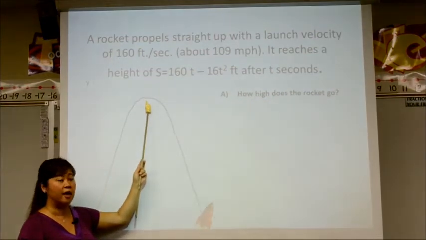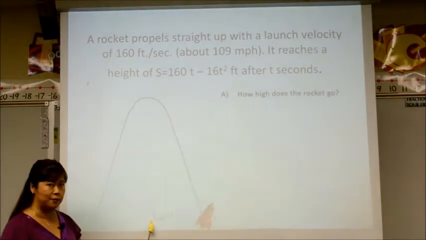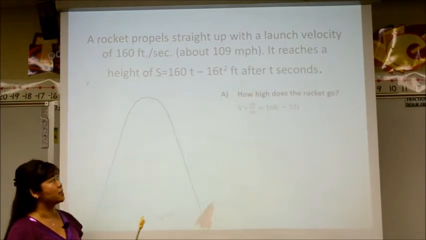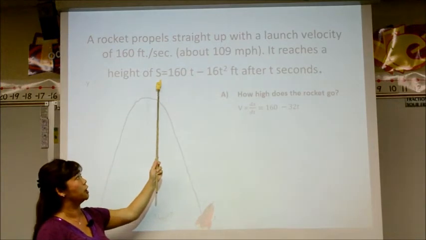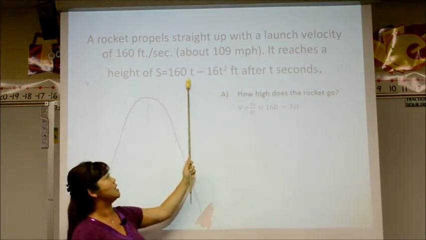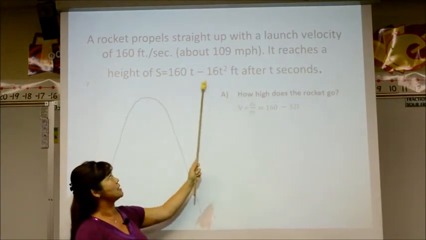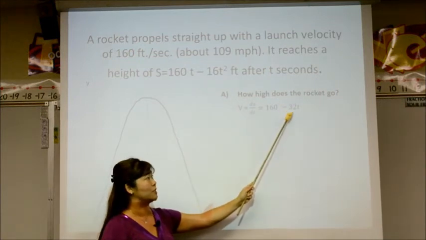But before we do that, we need to find the maximum time of this rocket. Okay? To find maximum time, I'm going to take the first derivative of the S equation. And so the 160t gives me 160, and then the 16t squared gives me 32t.